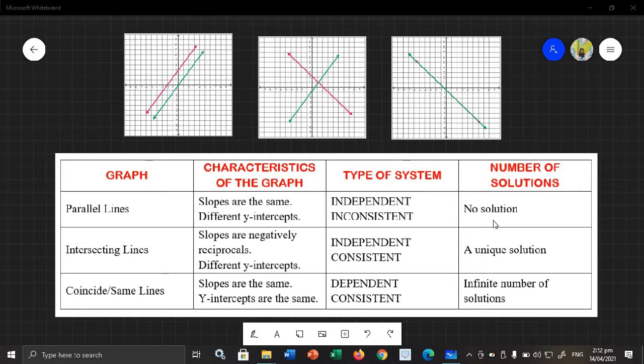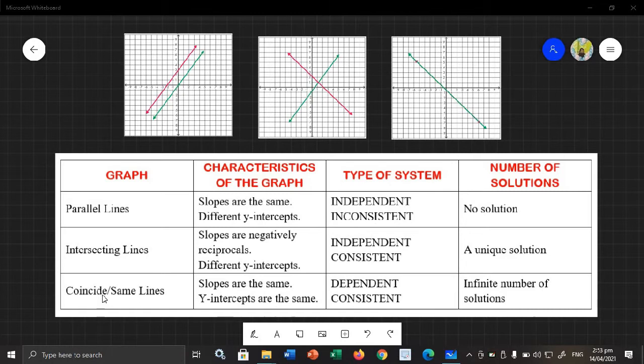has no solution. Kapag naman intersecting lines, kapag sinolve natin yung slope and y-intercept ng system of linear equation, yung slope nila ay negatively reciprocals. And they also have different y-intercepts. Yung type ng system of linear equation na yon is independent but consistent. And yung number of solutions niya is a unique solution. Ibig sabihin, it has only one solution.